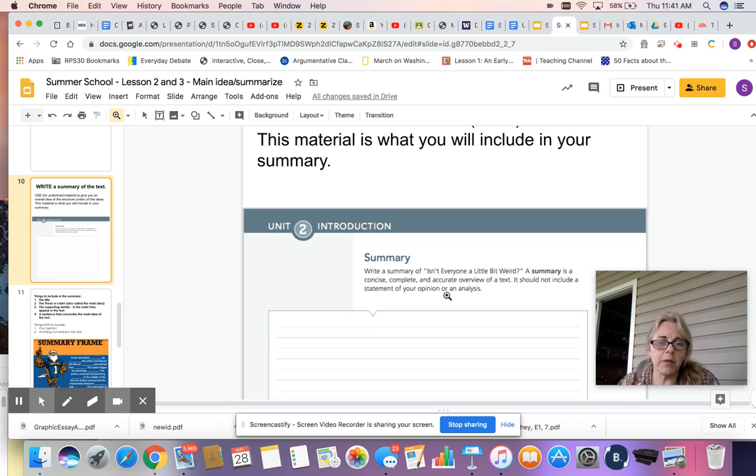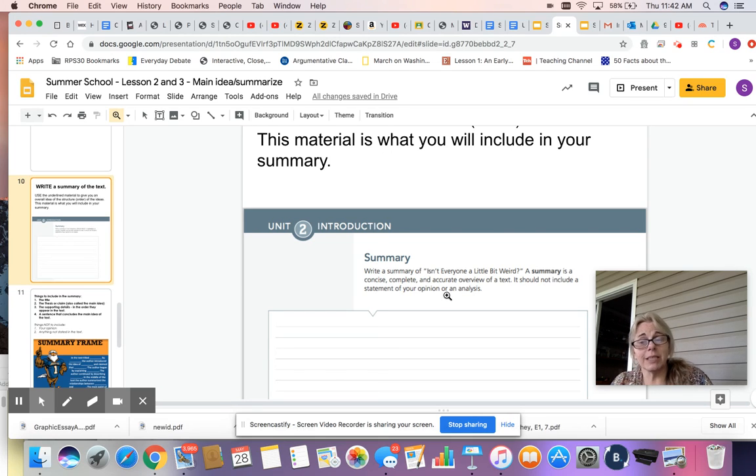A summary is a concise, complete, and accurate overview of a text. It should not include a statement of your opinion or an analysis. A concise, complete, accurate overview.